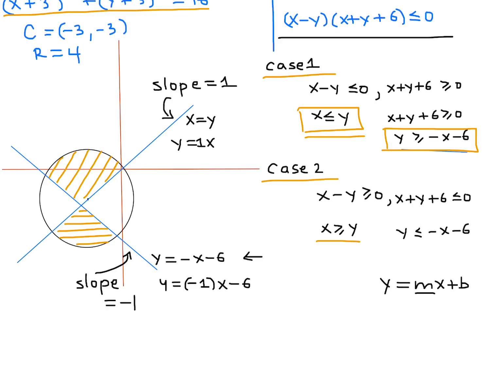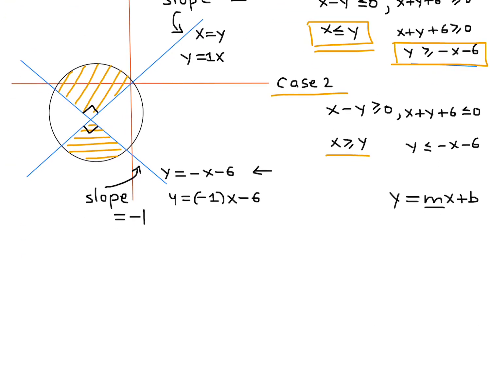So that means you have two lines. One has a slope of 1, the other has a slope of negative 1. Therefore, those two lines are perpendicular. And if they are perpendicular, it means that this is a right angle. Okay? So that allows us to figure out the area of those shaded regions.